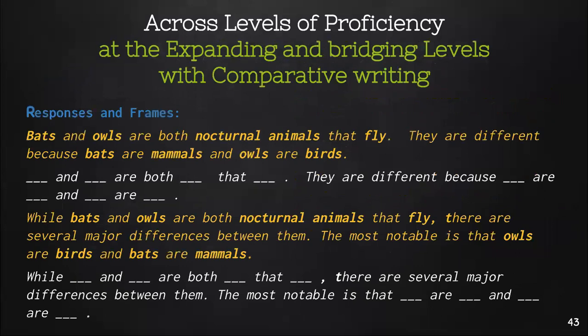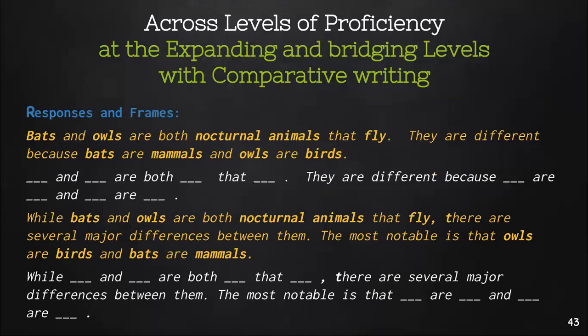And this would definitely be our goal. And in this case, the first graders were writing multiple sentences comparing the 2 animals. So how are they similar and how are they different? Bats and owls are both nocturnal animals that fly. They are different because bats are mammals and owls are birds.